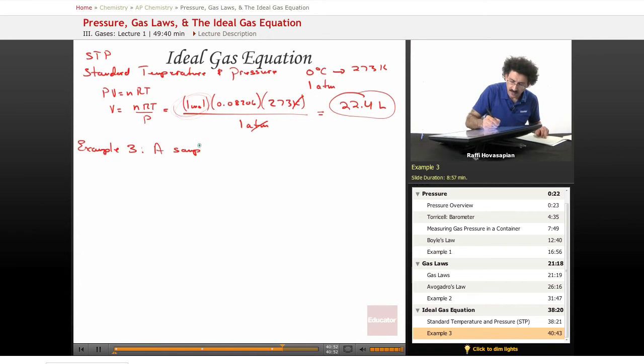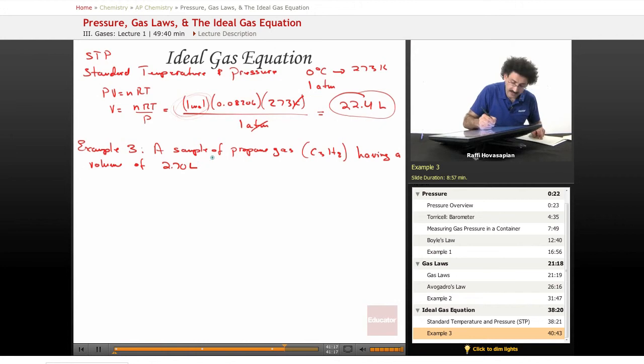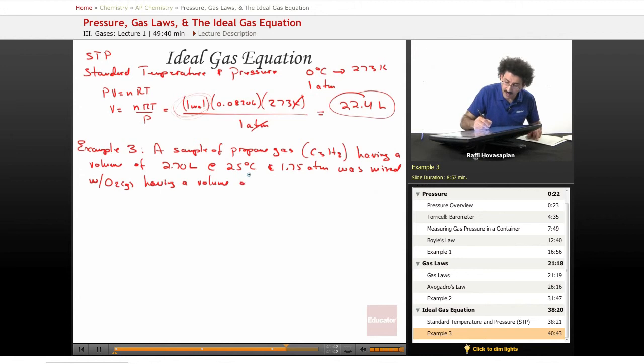Okay, a sample of propane gas. Propane is C3H8, 3 carbons, 8 hydrogens, having a volume of 2.70 liters at 25 degrees Celsius and 1.75 atm was mixed with O2 gas, mixed with oxygen gas, having a volume of 40.0 liters at 31 degrees Celsius and 1.25 atm.